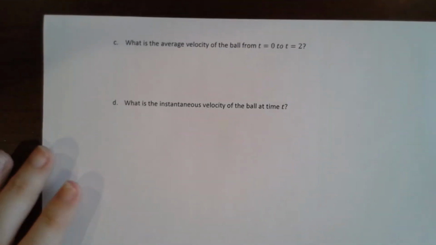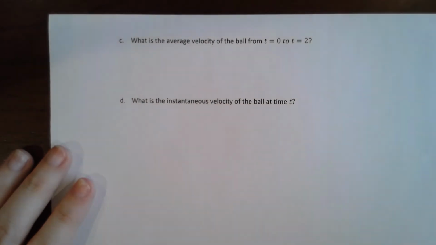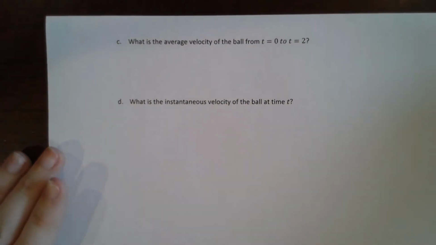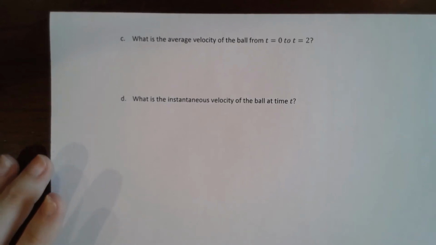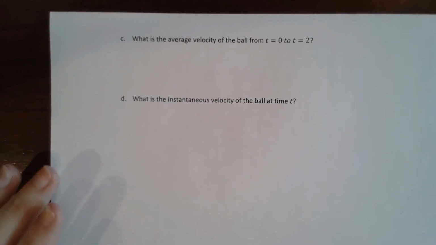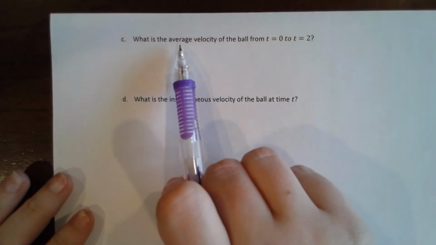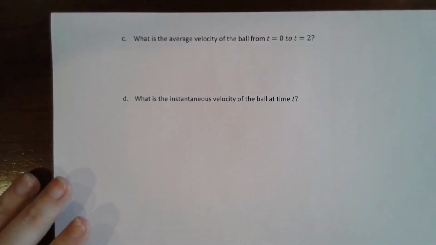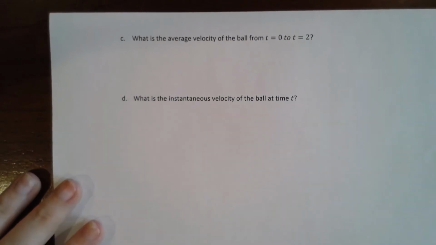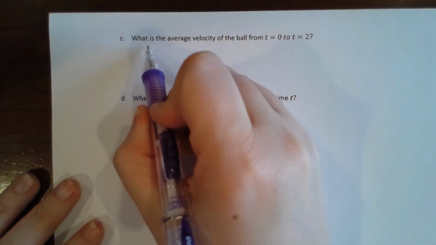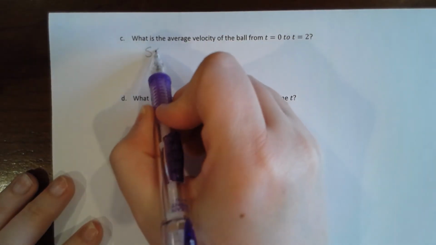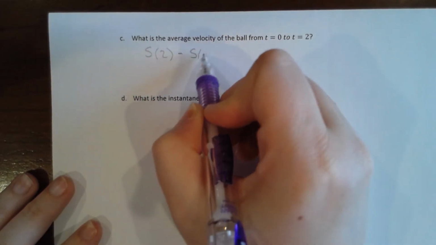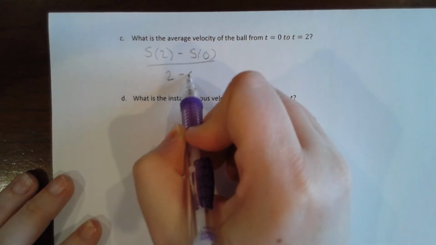Okay, so we're going to keep going. Now C. C says, what is the average velocity of a ball from t equals 0 to t equals 2. Now notice it doesn't say instantaneous, it says just average velocity, right? Not instantaneous velocity. So all we're doing here is finding the slope from time equals 2 to time equals 0. So we're going to do s of 2 minus s of 0 over 2 minus 0.